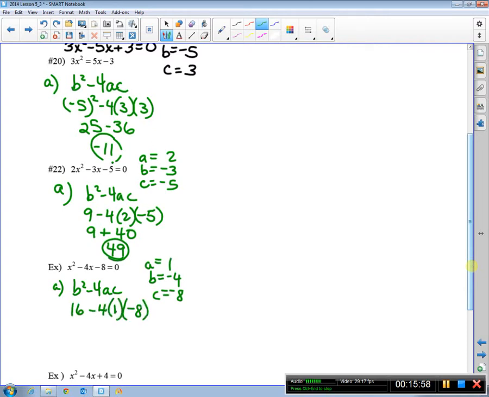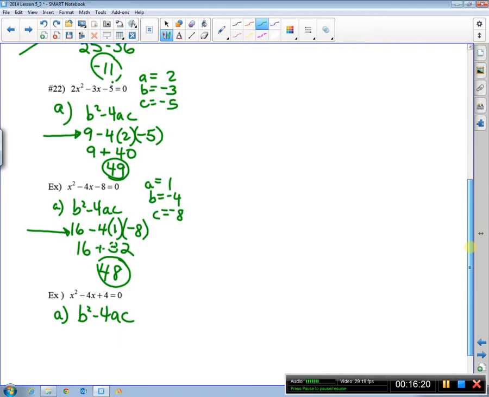Another double negative. Notice everything squared is positive. This was positive 9. This was positive 16. This was positive 25. Be careful there. Discriminant down here is 48. One more on the page.